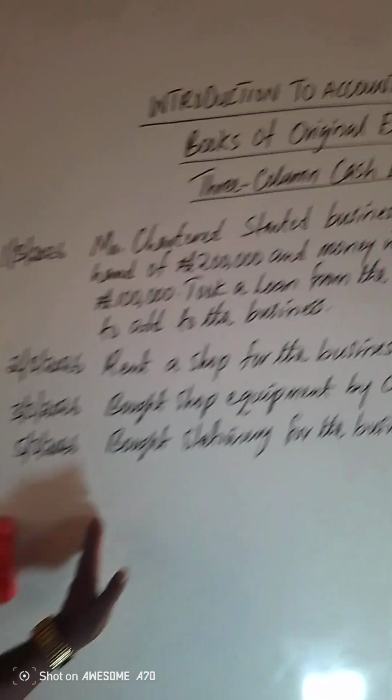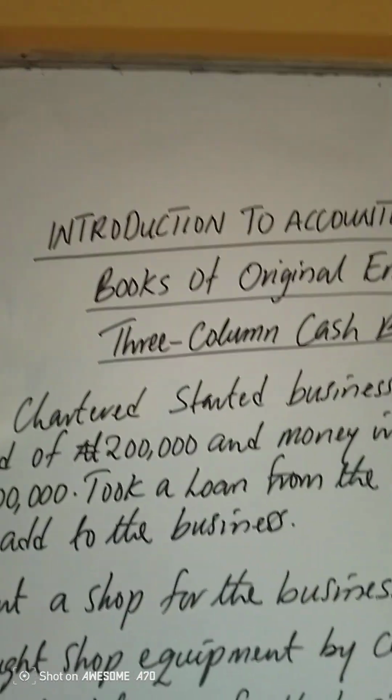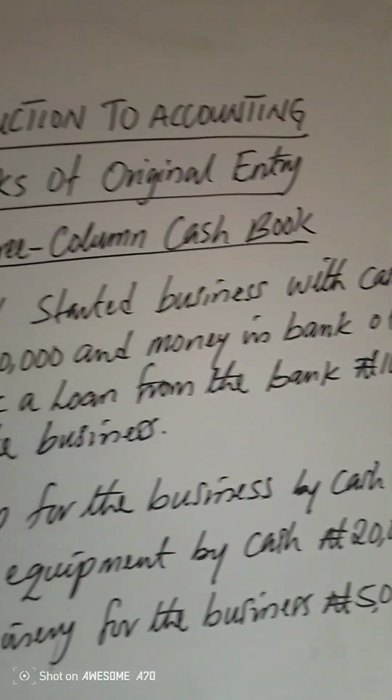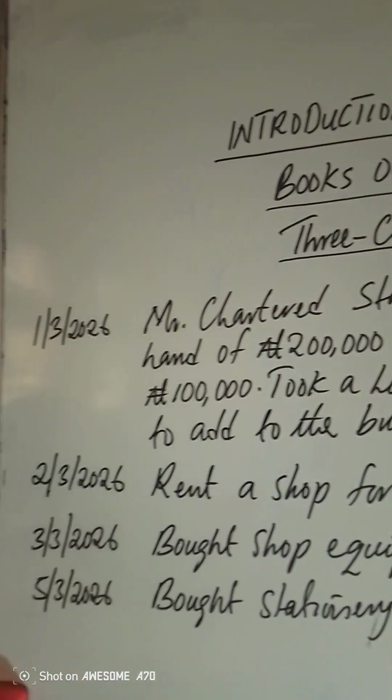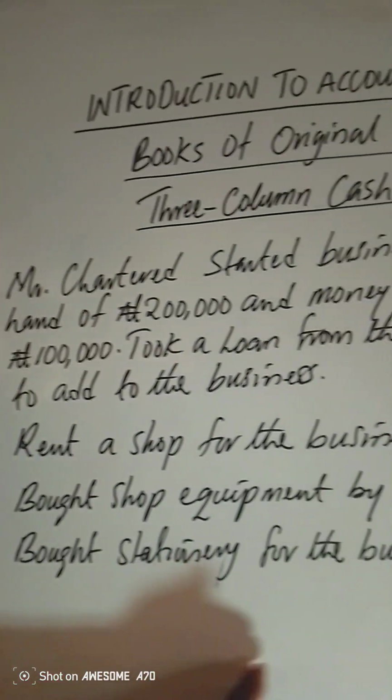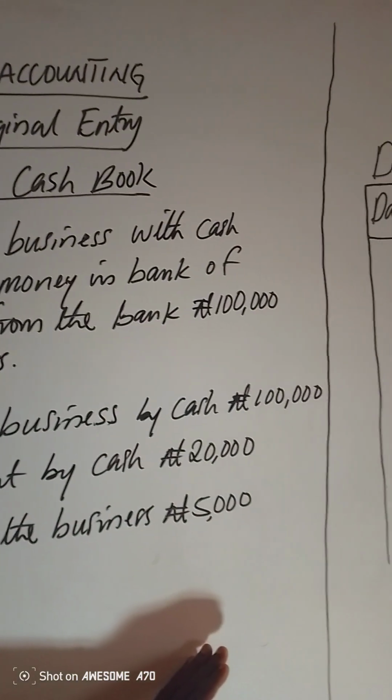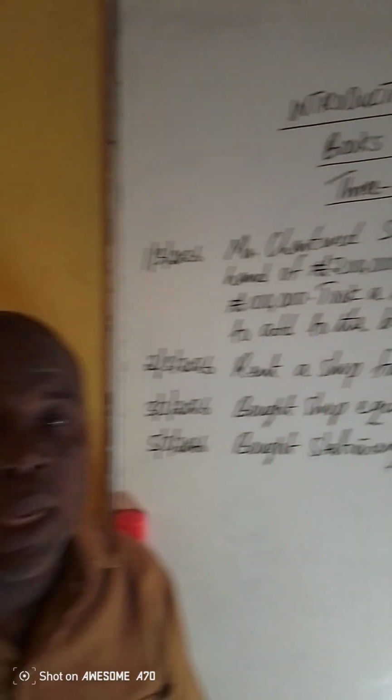In today's video, we are going to continue under books of original entry, which is the second aspect of accounting when we're treating the double entry system, and we're now dealing with the first book of account, which is the books of original entry.